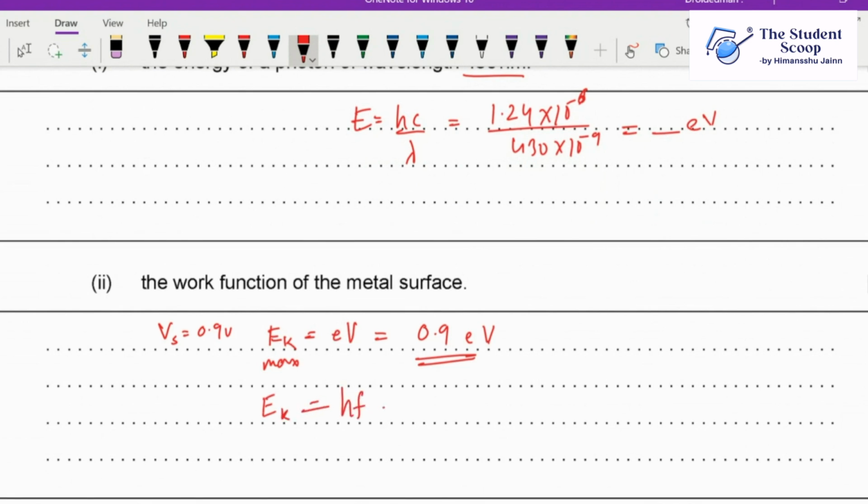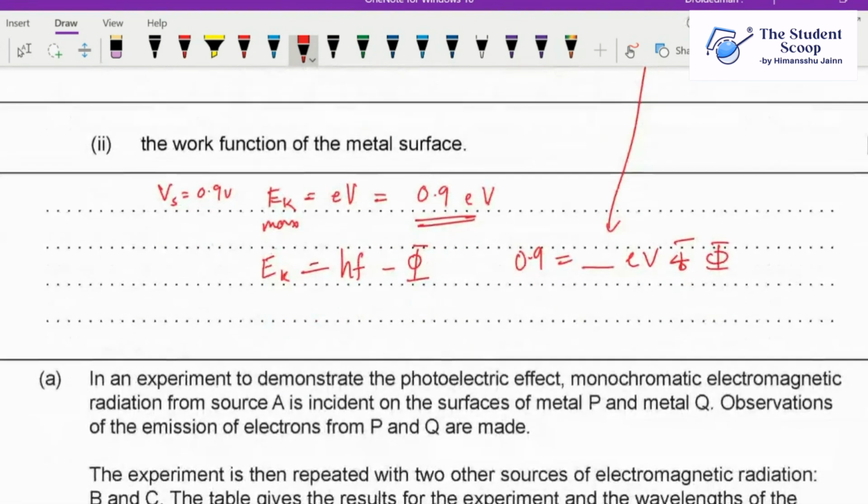Okay. So this is 0.9 is equal to hf. So hf, we already calculated, this value will come here. This is always in electron volts, so it is easier for us to subtract. And then we have to find the work function. The work function can be found out by this equation, and we will get our answer like this.